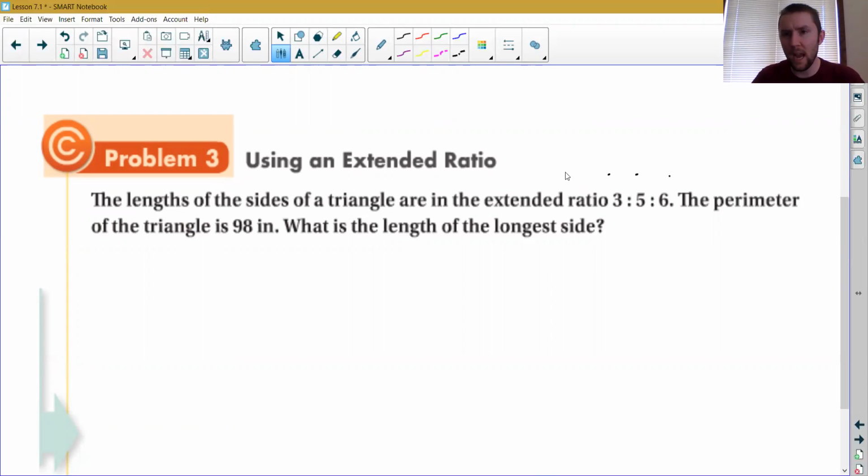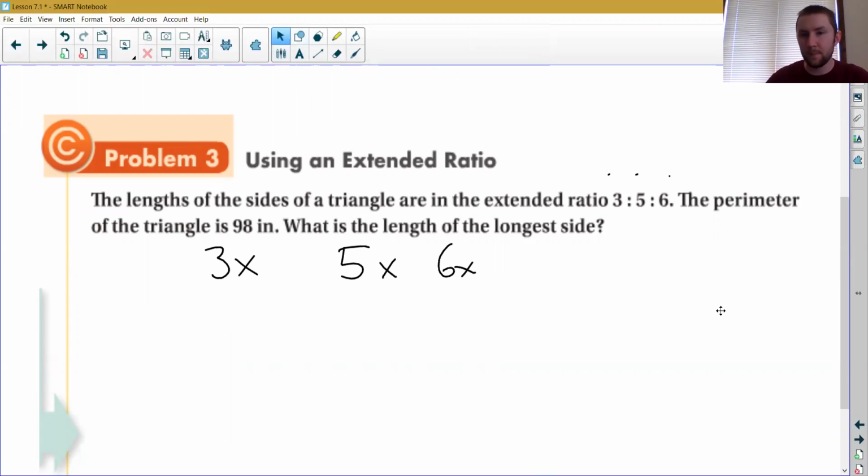So remember, when we have things in a ratio, we can write each of them algebraically, right? Because we don't know what the smallest side is, but we do know that it's going to be 3 times something. Right? Because we know it's going to be a multiple of 3 because it's in this ratio 3, 5, 6. I know that the middle side is going to be 5 times something, and I know that the last side is going to be 6 times something.